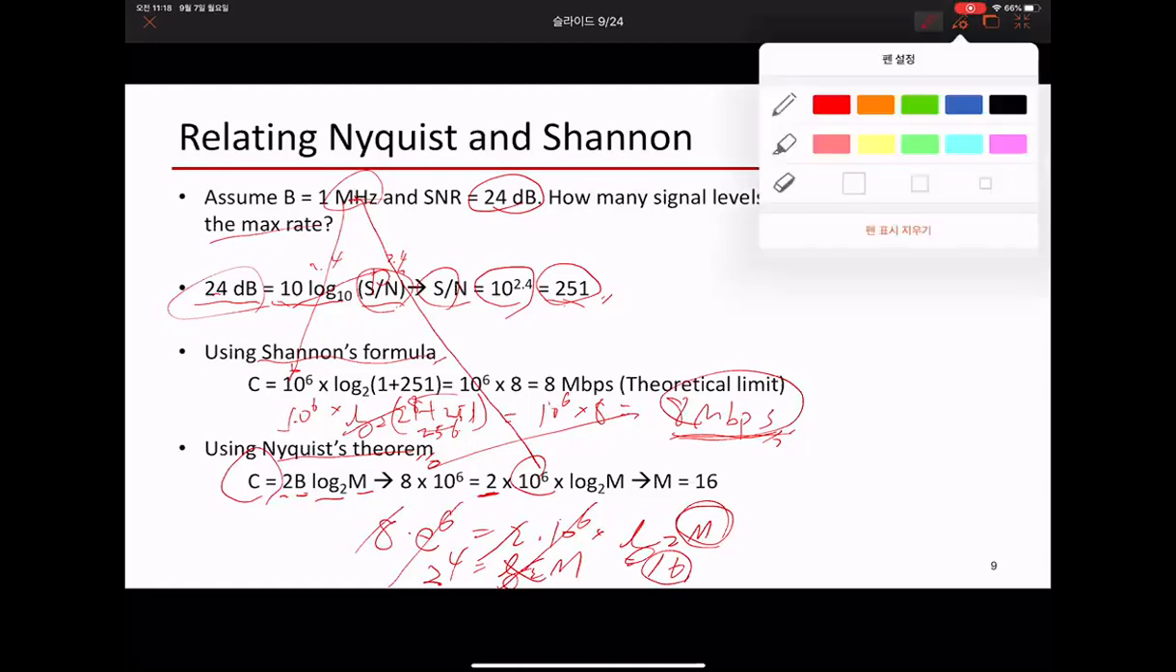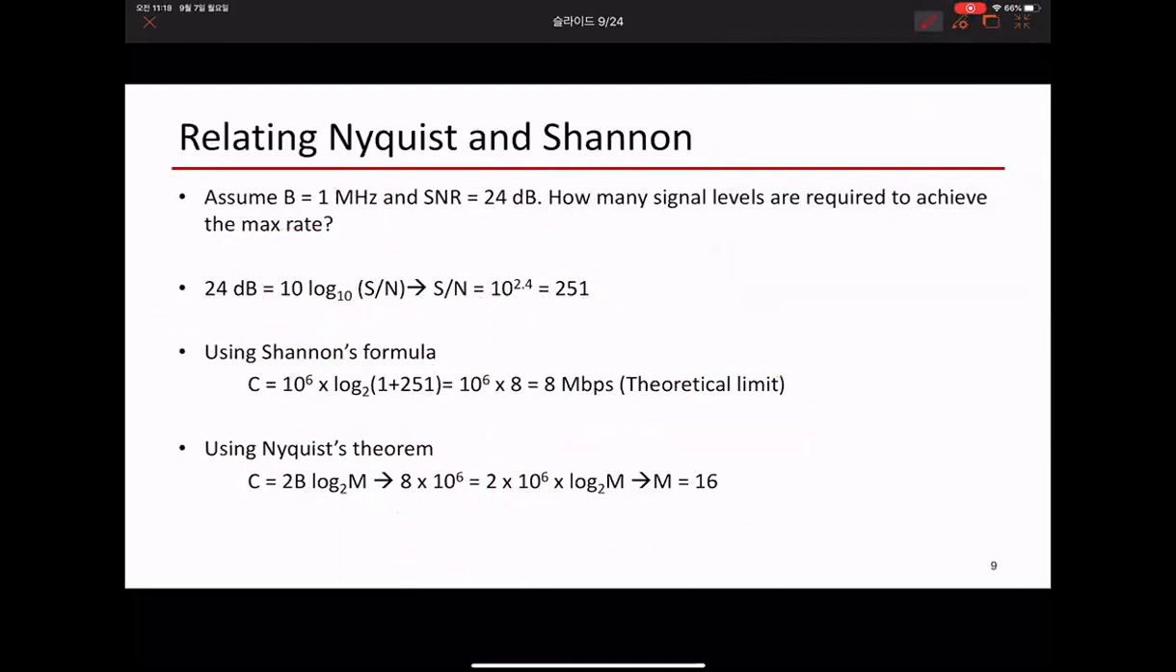Clear? So if I do this again, I have 1 mega of bandwidth, SNR is 24 dB, and I want to achieve the max rate. How can I achieve max rate? Step by step, I compute the required SNR, convert the dB to the power level, and using Shannon's capacity I check the theoretical upper bound. Then using Nyquist, I understand how many levels we need. This is how you solve the upper level, and we're still using this when 4G and 5G come to the market. SNR levels we support, and how many signal levels we support.